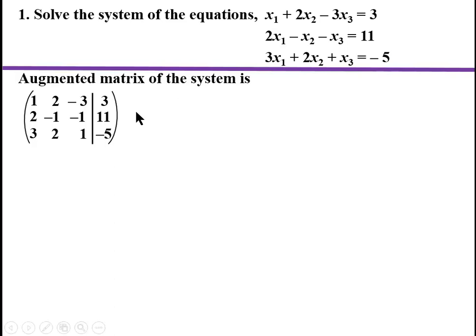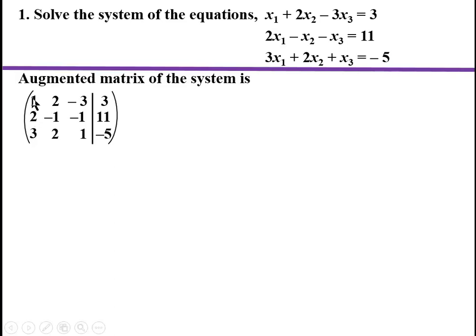So we are going to reduce this matrix to row echelon form. By doing so, the leading diagonal will be 1, 1, 1, and all the elements below will be reduced to 0 using some elementary row operations. So let's go. Now we wish to reduce this 2 to 0.